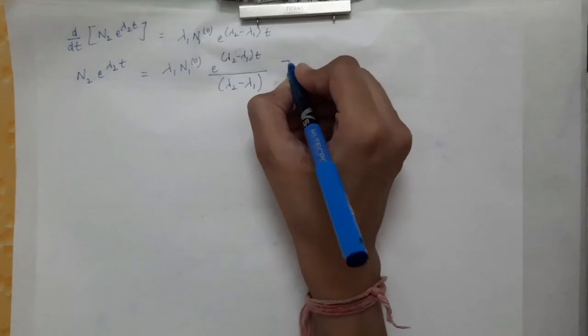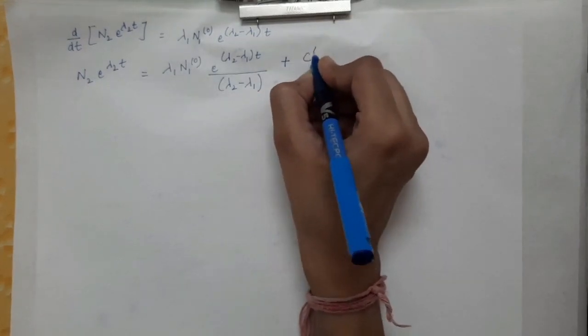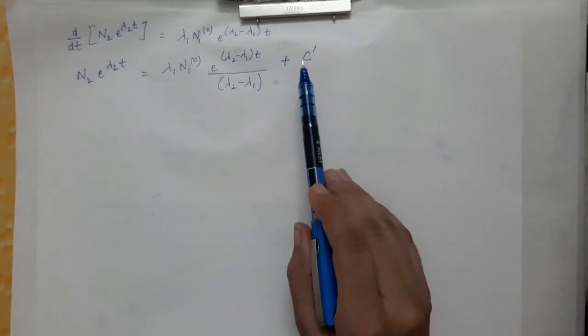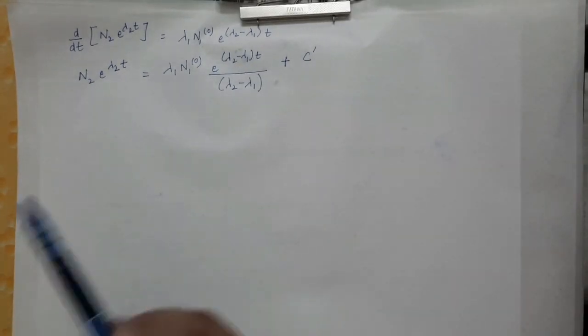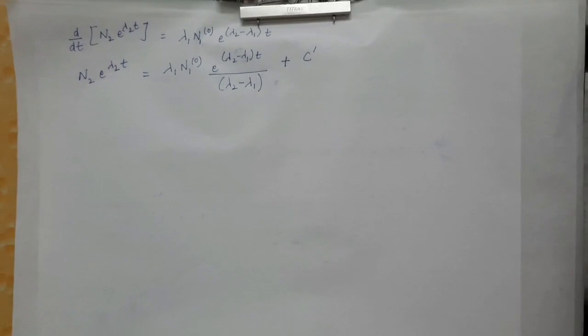So there will be a constant term which will be added. Let's say that is c prime. A constant is always added when you do the integration when the limits are unknown to us. So therefore we add a constant of integration. So let's see what this constant of integration is.